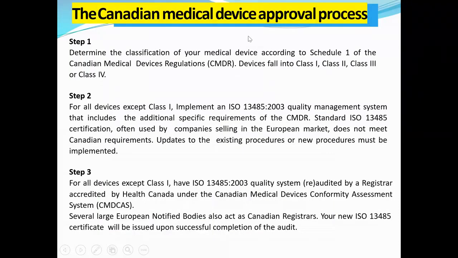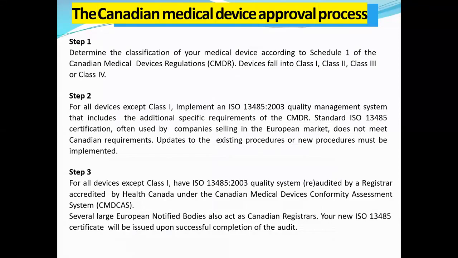So how do we get marketing approval in Canada? Step 1 is to determine the classification of your medical device according to Schedule 1 of the Canadian Medical Device Regulation, which is called CMDR. The devices fall into class 1, class 2, class 3 and class 4.